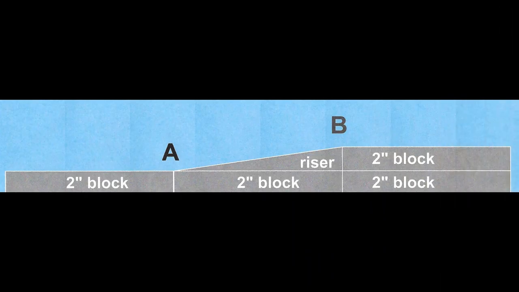With the Woodland Scenics system for building layouts, the track is held on 2-inch by 2-inch blocks, and the risers are just basic triangles. So there are very abrupt changes going from the flat to a riser, and back to a flat, at locations A and B, respectively. And these are not as smooth as they could be.